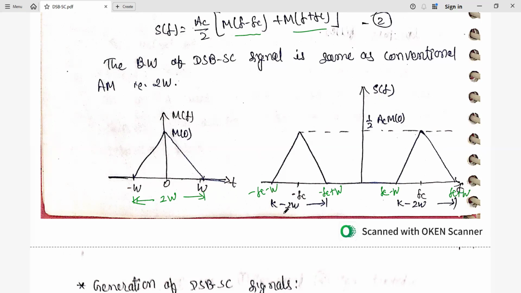So you see that around the carrier frequency, for the negative side the bandwidth is 2W, and for the positive side we also have 2W. But here you see that at this portion the carrier is suppressed. What was available in normal AM modulation is not available in DSB-SC. Here the carrier is suppressed, so we are able to save the power.